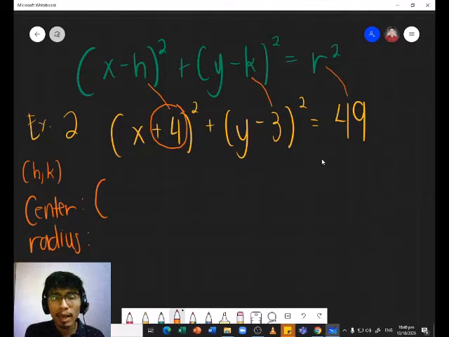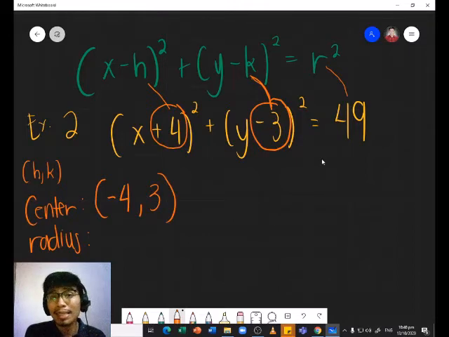You have to get the opposite sign in the given equation. Since my h here is positive 4, what is the opposite of positive 4? That is negative 4. And for my k, what is my k here? That is negative 3. What is the opposite of negative 3? That is positive 3. Therefore, what is the center of your circle? That is (-4, 3). So automatically, that is the center.